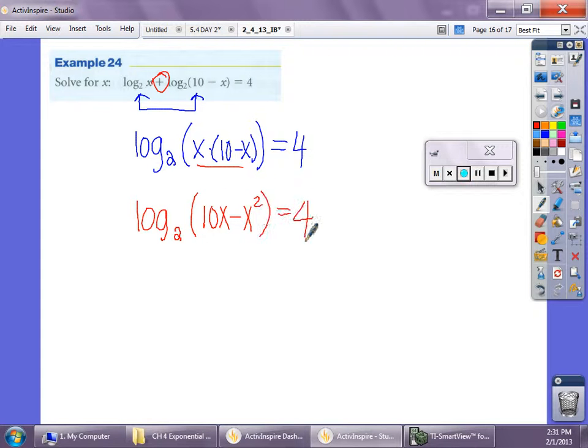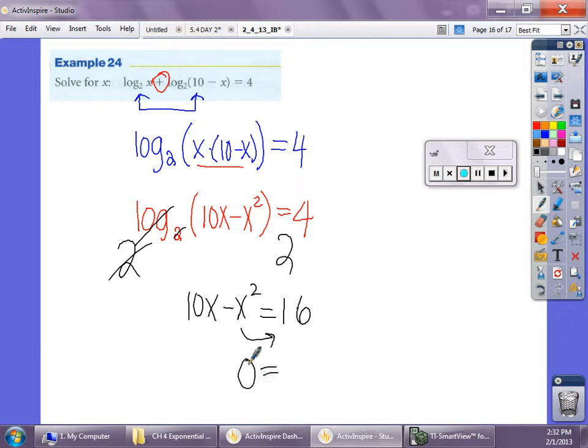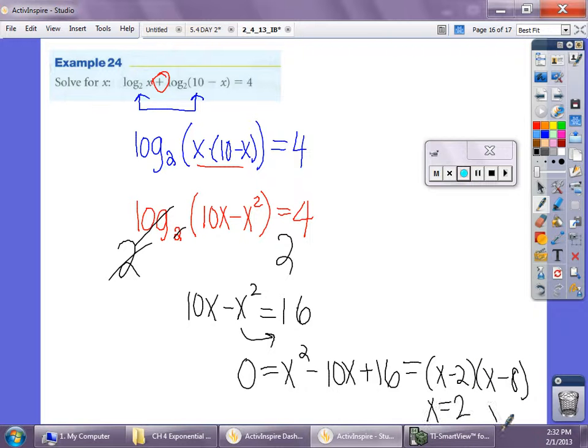The base is 2, so I'm going to use a big base of 2 to cancel the little base of 2, and we get 10x minus x squared is equal to 2 to the 4th power, which is 4 times 4, which is 16. So I'm going to bring the x squared to this side so it's positive. X squared minus 10x plus 16. The factors would be x minus 2 and x minus 8. So the values are x equal to 2 and x equal to 8.